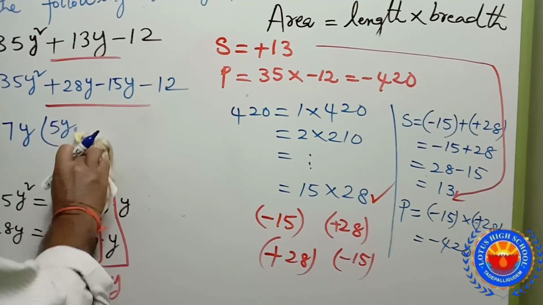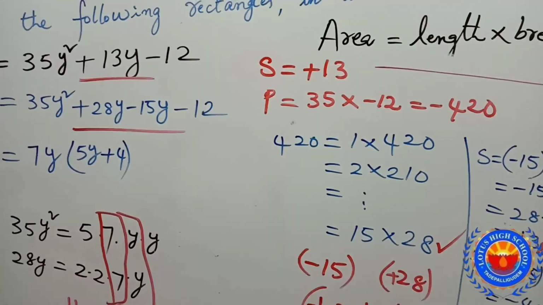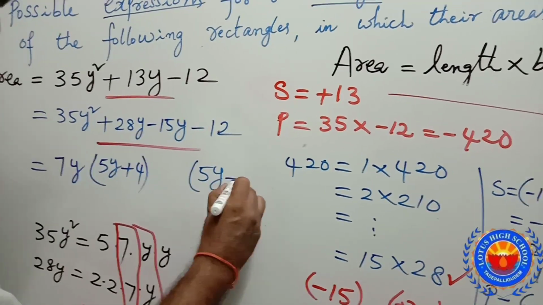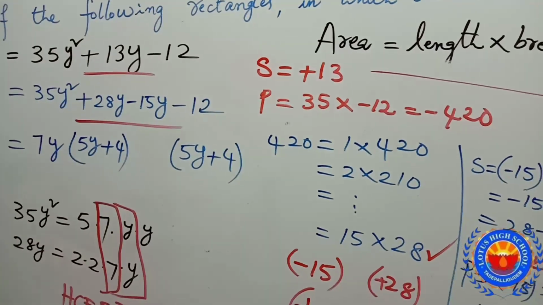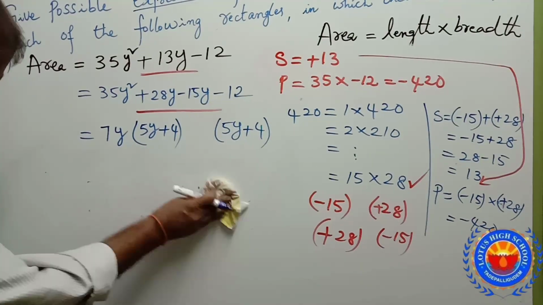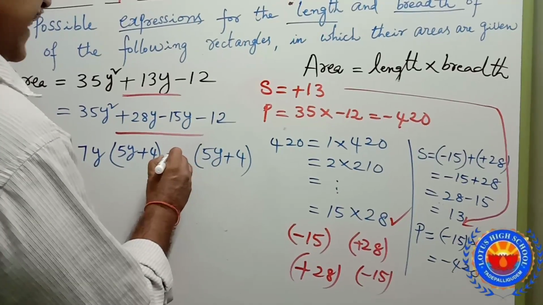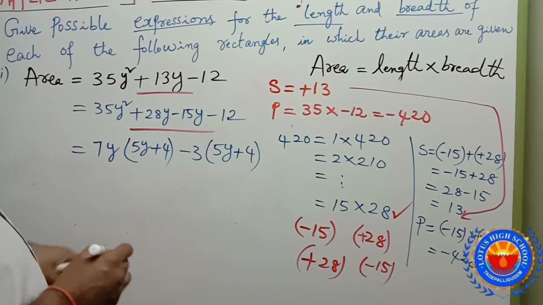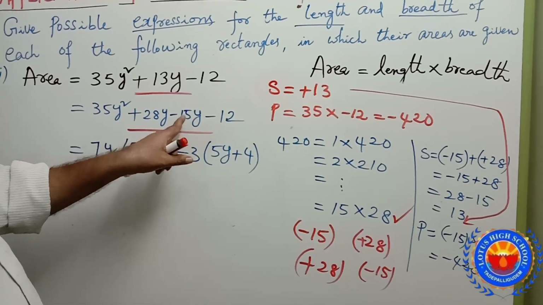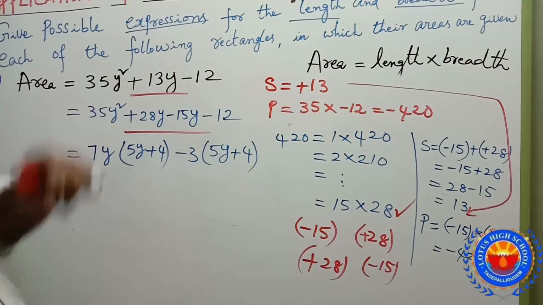Plus 4. Now here, the same we can write here also 5y plus 4, 5y plus 4. Here I think minus 3. So check it out: minus 3 into 5y is minus 15y, minus 3 into plus 4 is minus 12.